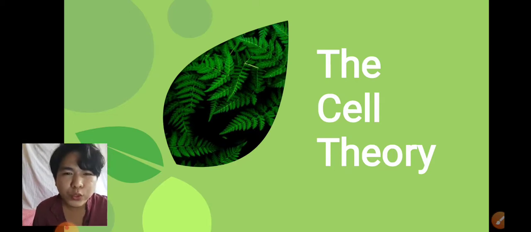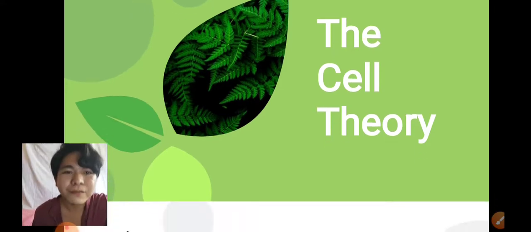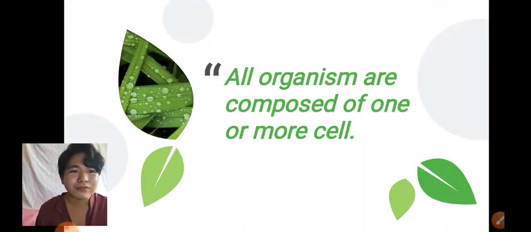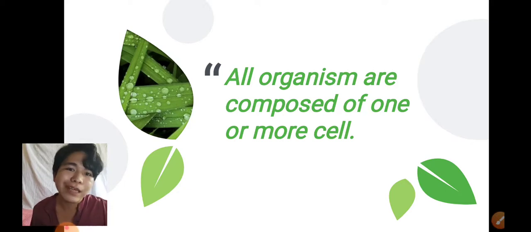I know that we do have a lot of theories that, of course, we discuss or encounter in our life. And one of those theories is the cell theory. So let's start with the first one. All organisms are composed of one or more cells. We have prokaryotic and eukaryotic cells. Later on, we will define what the differences of the two are.